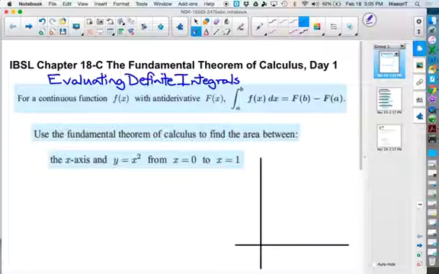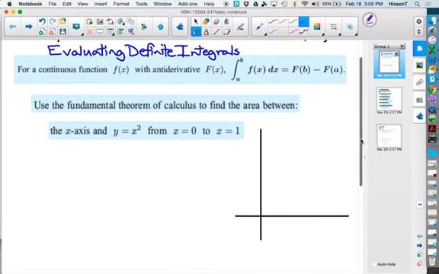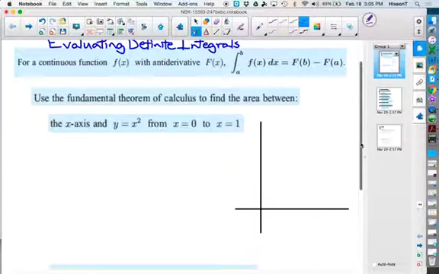It says here that the integral from a to b of f of x dx equals the antiderivative evaluated at b minus the antiderivative evaluated at a. Like, I thought the antiderivative and the integral are the same thing. The antiderivative and the indefinite integral are the same thing.